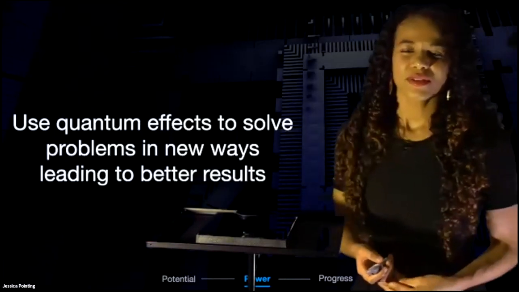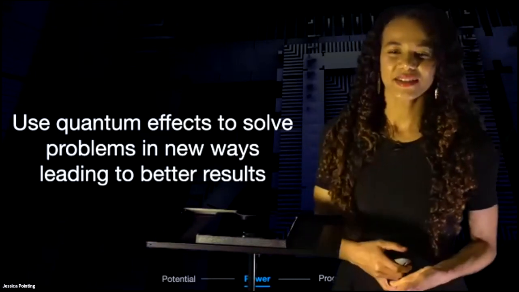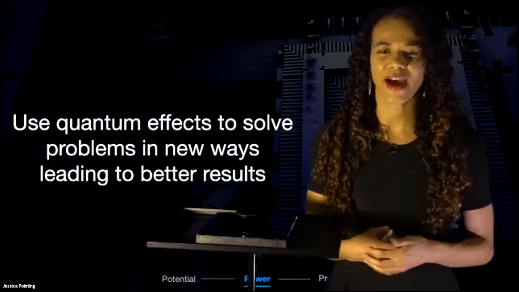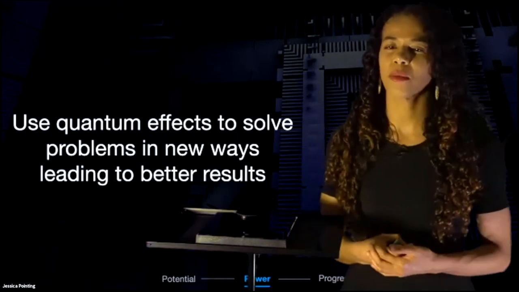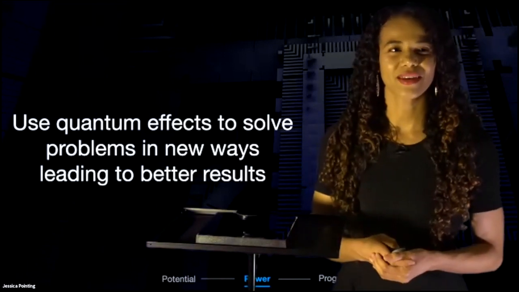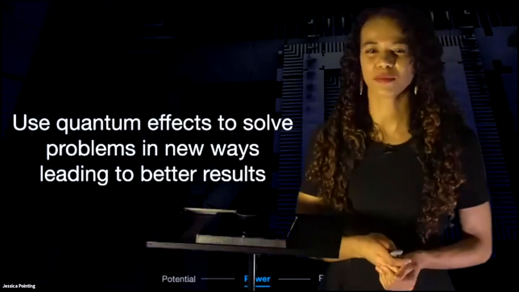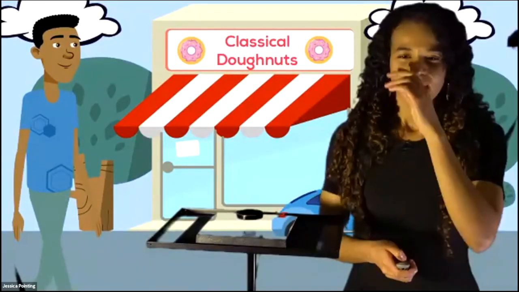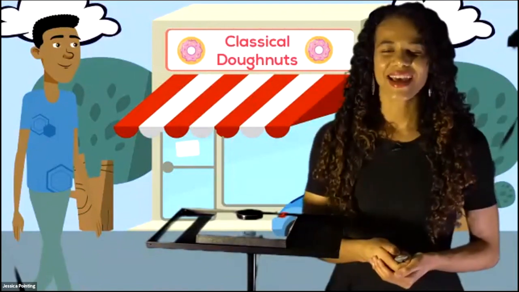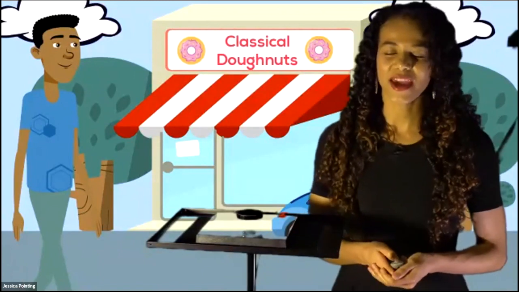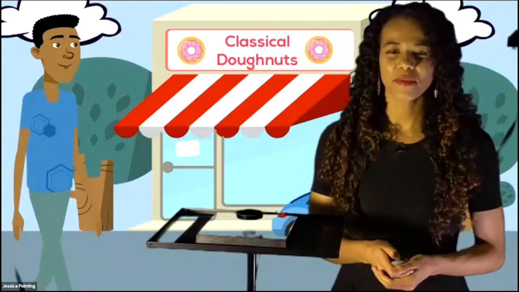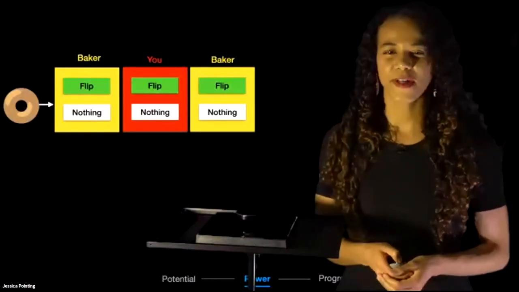So you might be thinking, okay, but how exactly do you use these quantum effects? The idea is that we want to use the quantum effects in special ways to solve problems in new ways, leading to better results. And I have a little strategy or a little game to show you how this works. So let's say you go to a classical donut shop, and at the donut shop there is a baker and he wants to play a game with you.